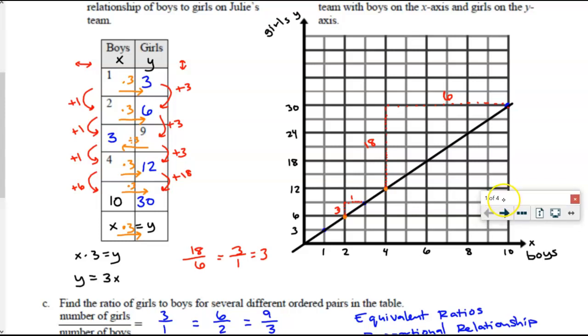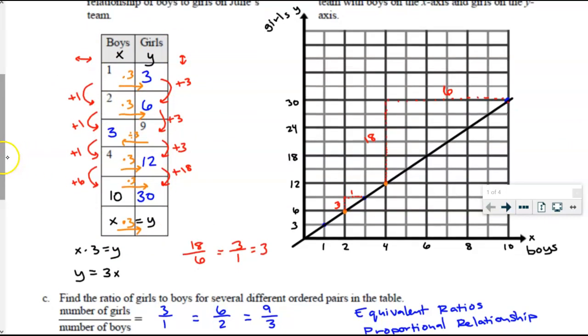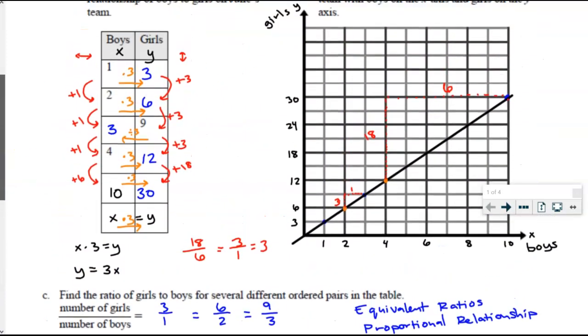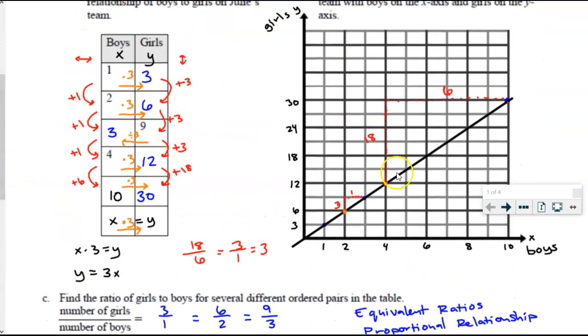It's not so much about the 3 and the 6. I'm glad that you're recognizing that relationship, that 3 and 6 do multiply to be 18. And so we could use that perhaps in the table, but what I want to focus on is if I'm just looking at the graph. Let's pay attention to the information that's given to us. And the information given to us is that Julie chose 18 girls. Where's the information about girls on this graph? Where am I seeing that, Gideon?